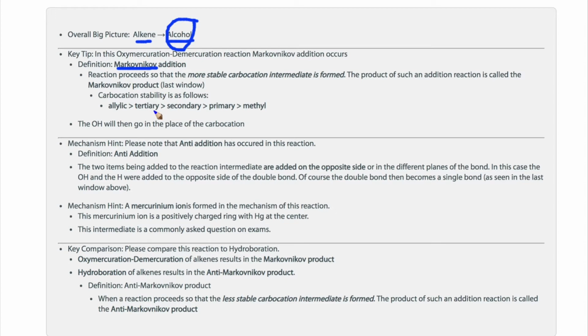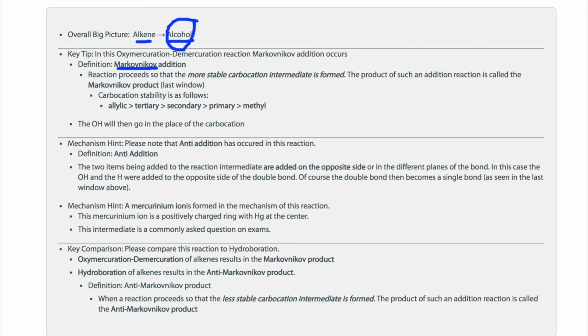The reaction process is also said to occur in an anti-addition reaction. This means that the hydride proton and the OH from the water molecule are on opposite sides of the double bond plane. Make sure to include the mercurium ion intermediate in the mechanism, as this is the most stable intermediate and allows the reaction to proceed.